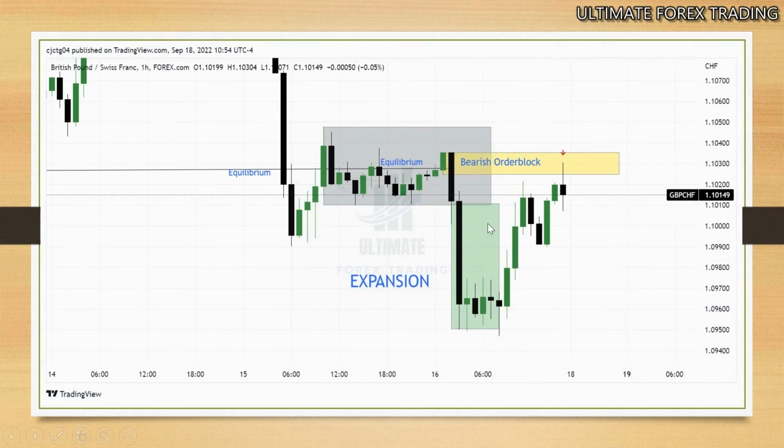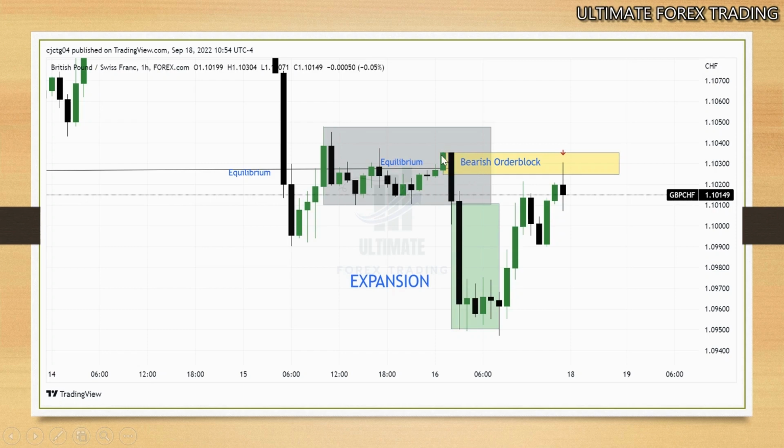So this is how it is on the live chart. We have price that has been consolidating for some time. This is the 1 hour chart of British pound, Swiss francs, and price has been consolidating for a while. How to determine the equilibrium of the consolidation is for you to take your Fibonacci and measure from the high and low of the consolidation. The 50% of the Fibonacci is your equilibrium, right?